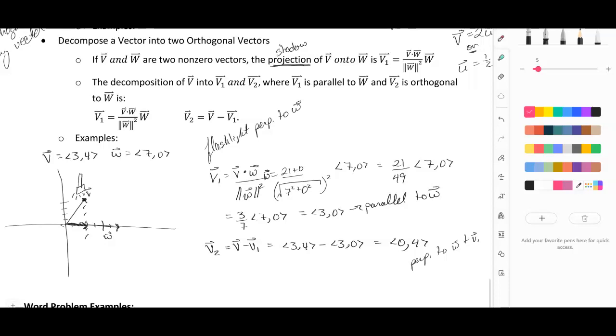So let's graph what we have. V1 is going to be the vector 3, 0. So there's my V1. And V2 is going to be 0, 4. And you can see how V1 is definitely parallel to W, and V2 is definitely perpendicular to both V1 and W. So that's what it means to decompose.